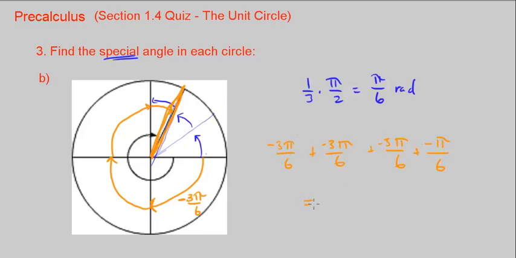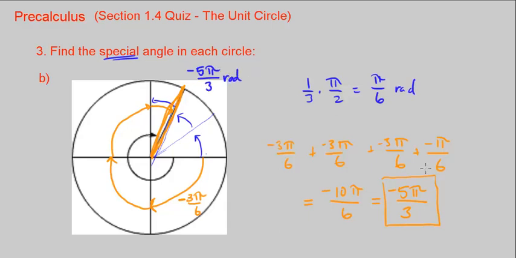So we just add these up: 3 plus 3 plus 3 is 9, plus 1 is 10. So negative 10 pi over 6. And we can simplify that by dividing both the numerator and denominator by 2, to get negative 5 pi over 3. Okay? So this right here, the special angle, let me just write it as negative 5 pi over 3.